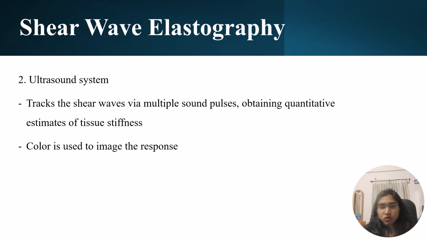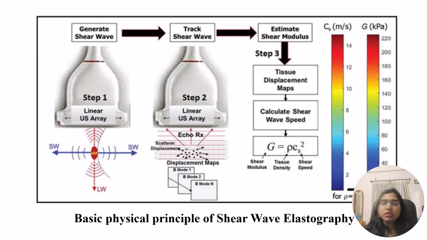Second thing is the ultrasound system. Ultrasound system tracks the shear waves via multiple sound pulses, obtaining quantitative estimates of the tissue stiffness, and color is used to image the response. So this is the basic physical principle of shear wave elastography. So in the first step, these shear waves are generated using the acoustic radiation force. Then these forces propagate perpendicularly to the primary ultrasound wave, but at a lower velocity.